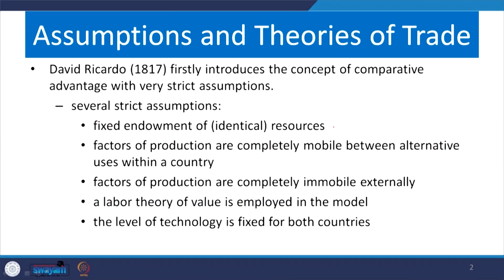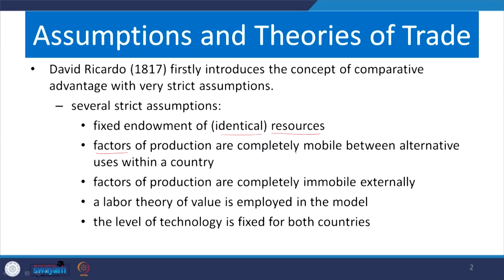Now, let us go through the strict assumptions made by David Ricardo. There are several strict assumptions. The first assumption was a fixed endowment of resources. Resources must be fixed or have a clear limit. If they keep on changing, then it will be very difficult to model it, and the products being exchanged or traded must have homogeneity.